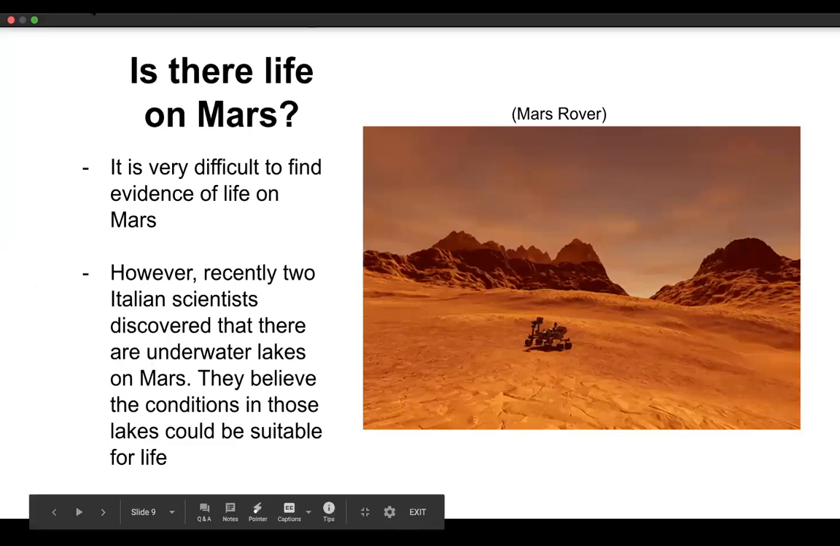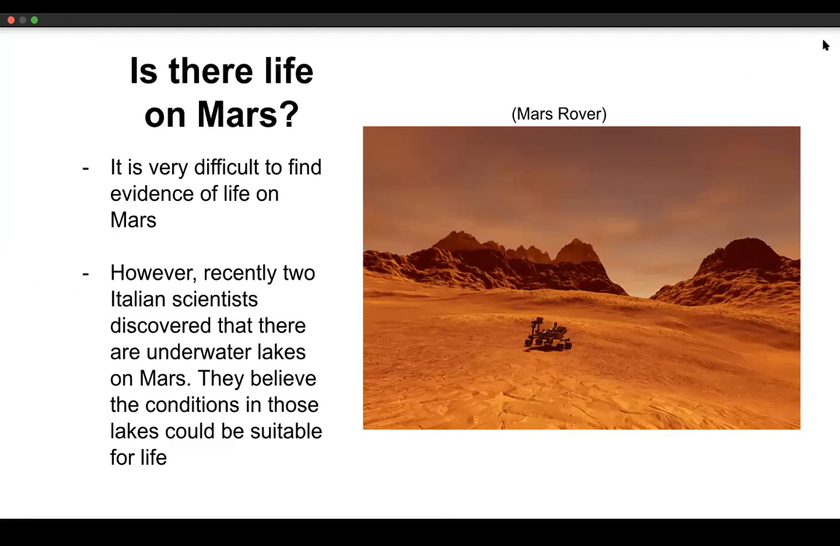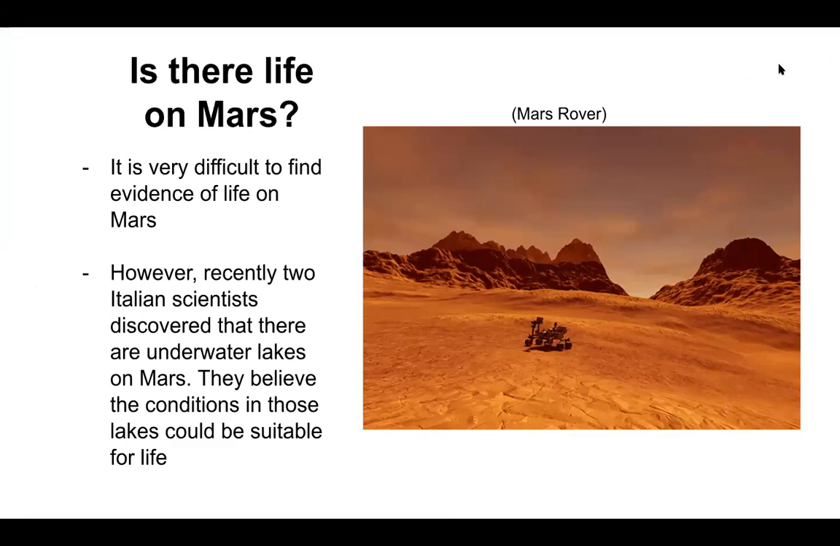One of the reasons why it's so difficult to live on Mars is due to acidic fluids that float on the planet's surface. These fluids probably destroyed evidence of biological life. However, recently 2 Italian scientists discovered there were underwater lakes on Mars, and they believe the conditions in those lakes could be suitable for life.